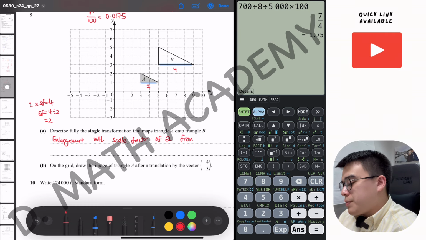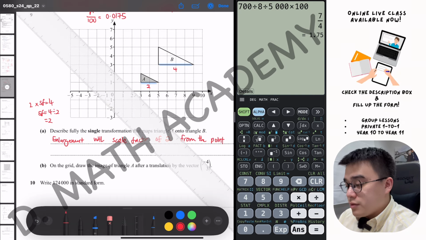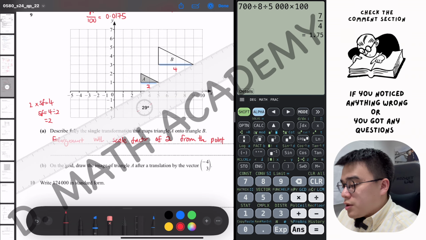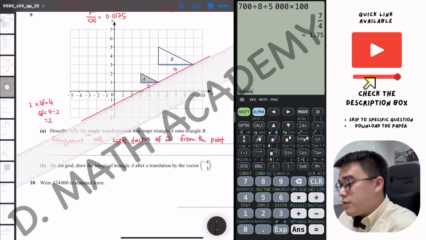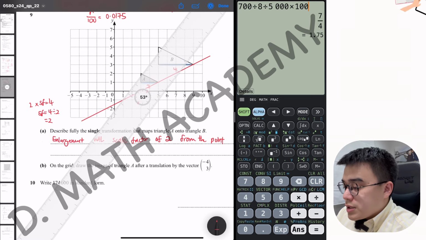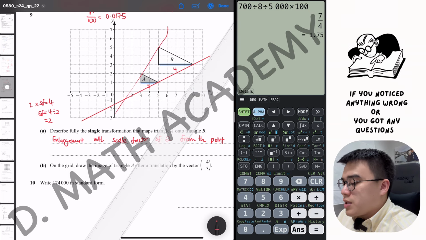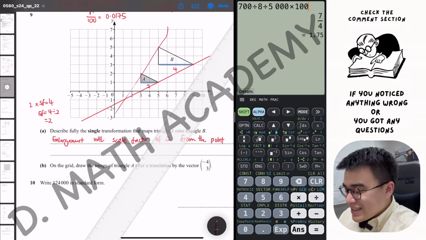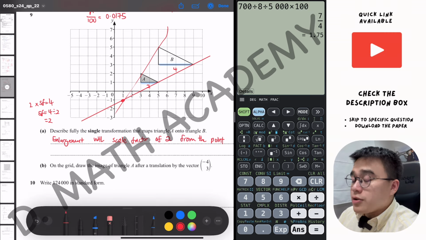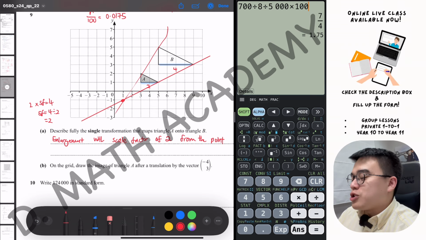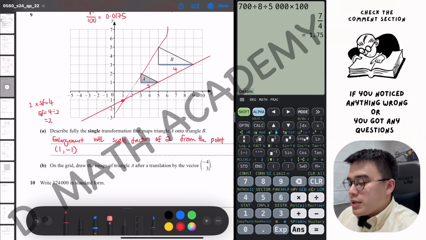With scale factor of 2 from the point. Where's the point? That's what we're going to find now. By joining all these corners up, they should lead you to one very specific answer. Let's see where it leads us. Aha, found it. So if I draw the line nicely, it should lead us to this particular point. But you get the idea. Try to do it on paper with an actual pen and pencil. You should be able to find the point as (1, -1).